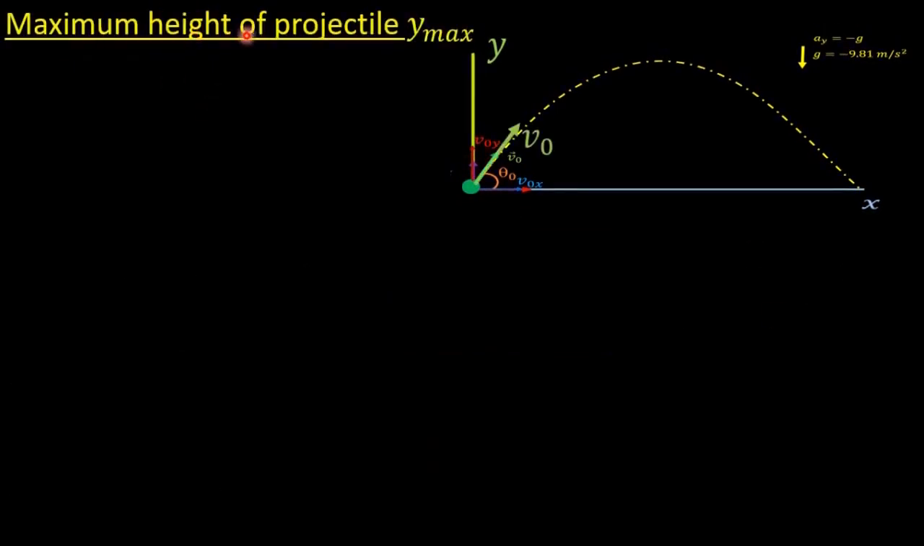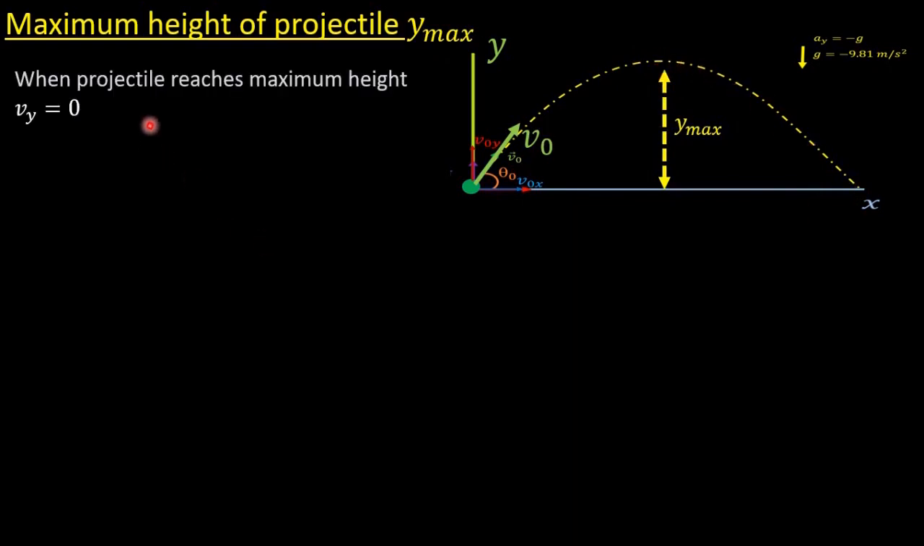Let's find the maximum height of the projectile. There's the maximum height, located at that central point along the parabolic path. When it reaches that point, the velocity in the y direction is going to be 0, because that's the point where it stops momentarily and then changes direction and goes the other way. So when the projectile reaches the maximum height, v sub y is going to be 0.